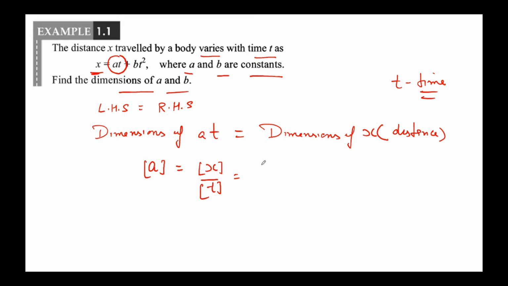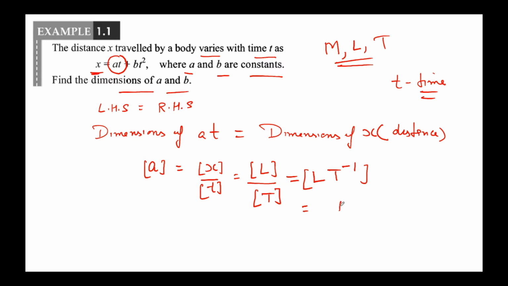Now x is distance and the dimension of distance is length L, and the dimension of time is t. So the dimensions of a come out to be equal to L t raised to power minus 1. In these dimension equations, we generally compare with the three parameters m, L and t. So we can write this equation as m raised to power 0, L raised to power 1, t raised to power minus 1. Similarly we can find the dimension of constant b.